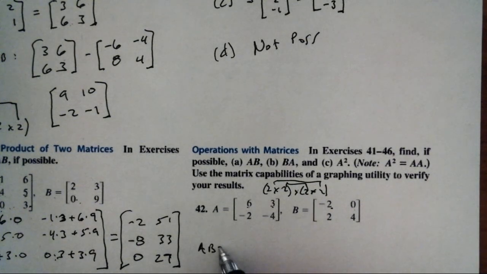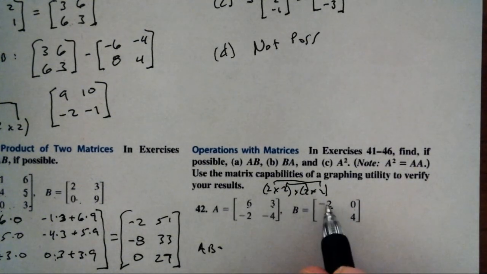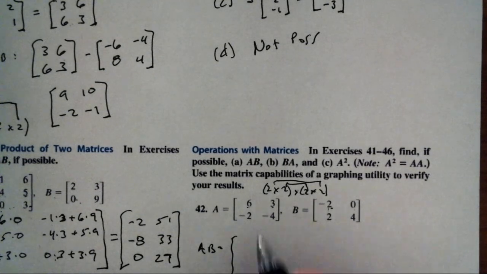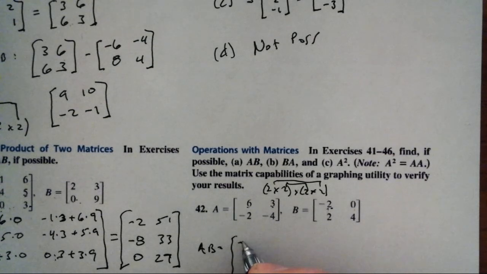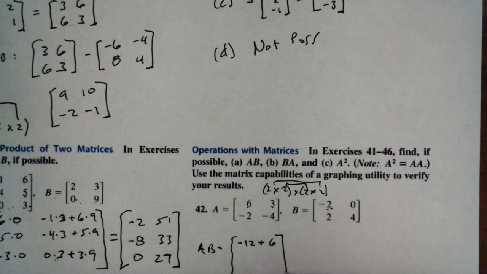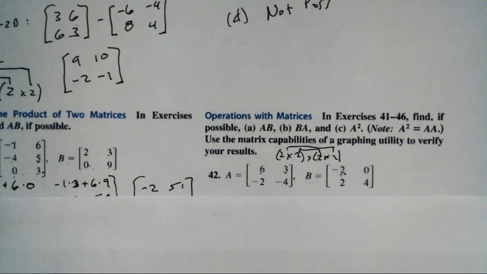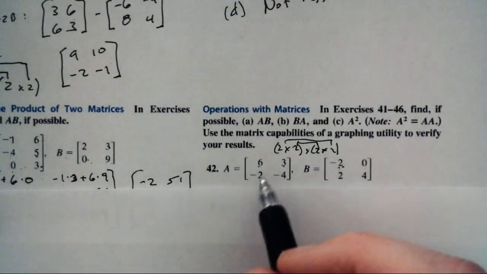So AB, row 1, column 1. I get 6 times -2, -12, plus 3 times 2. Oh, that's not what I wanted to do at all. I'm going to replace this. Actually, I'm going to do this the way we did it in class. See if you can follow this.